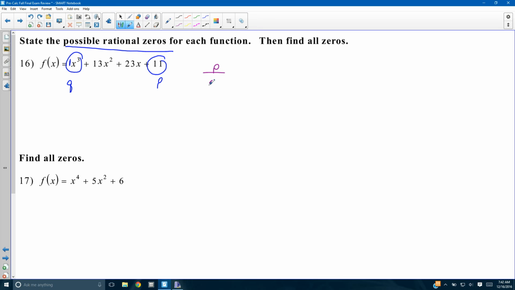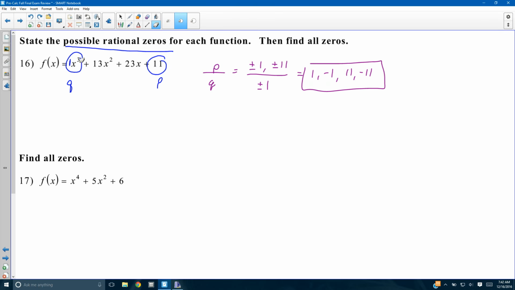The possible zeros are possible p's over q's. All your factors of 11 are positive negative 1, positive negative 11. All your factors of 1 are positive negative 1. So your total sets that you're looking for, there's 1, negative 1, 11, and negative 11. These are the only possible rational zeros in this set. So to find all the zeros here, it means we have to solve for x, right? We have to set this equal to 0 and determine which ones will pan out for us.